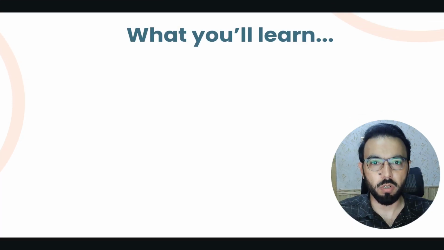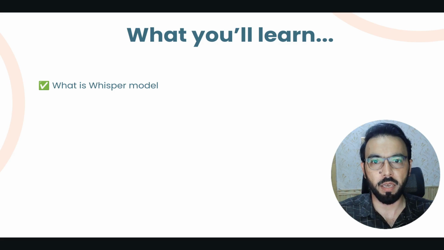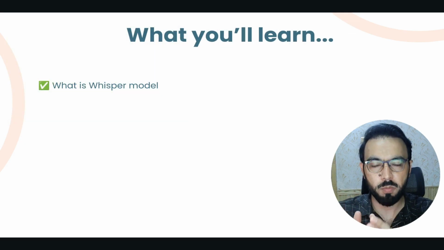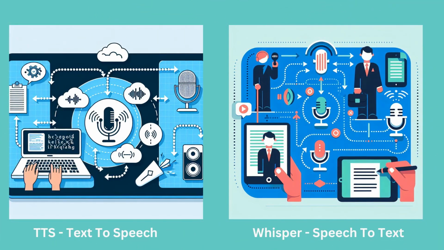Today we are going to cover the OpenAI Whisper model. What the Whisper model does is that it can convert an audio into the text format. So it is completely the inverse of the OpenAI TTS model, which we have covered already in this video. In the TTS model, you give a text prompt and the TTS model converts that text into the speech form. And to the Whisper model, you are giving an audio file like a speech file, and it will convert that audio file into the text format.